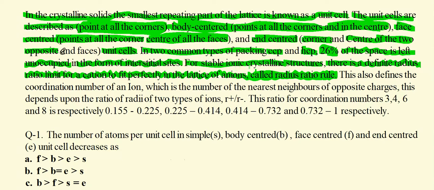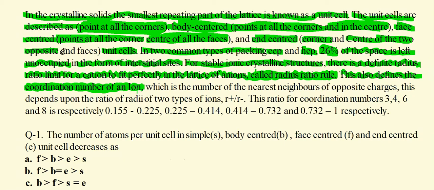Thus, for a stable ionic crystalline structure, the definite ratio limit for a cation to fit perfectly in the lattice of the anion is called radius ratio. This radius ratio also defines the coordination number of an ion. On the basis of this radius ratio, we have also studied the table in which, for a particular radius ratio, this is the coordination number.